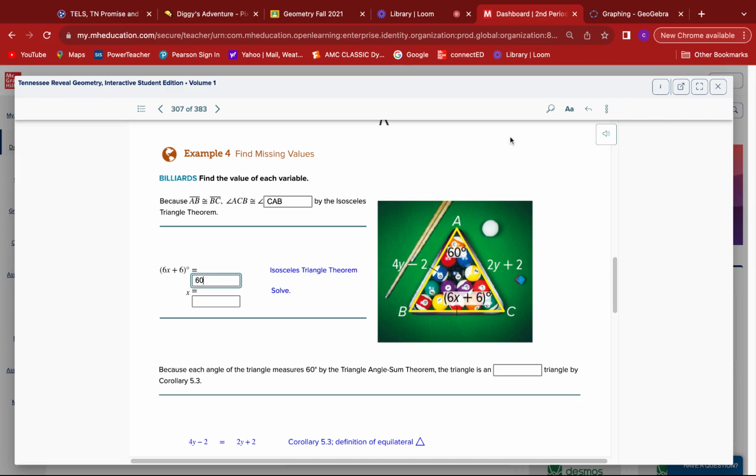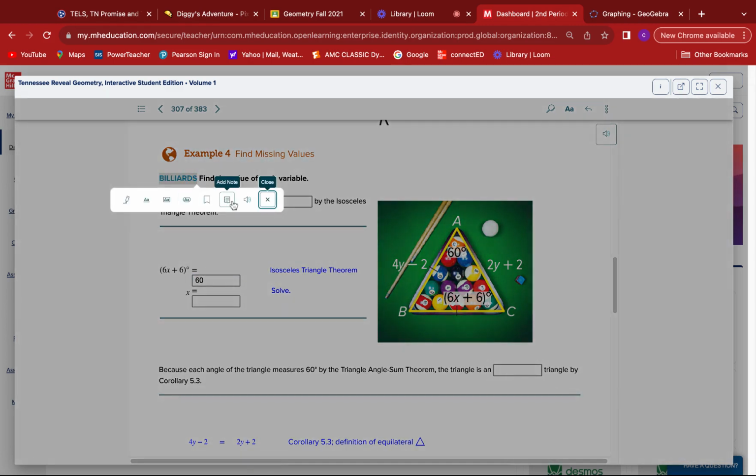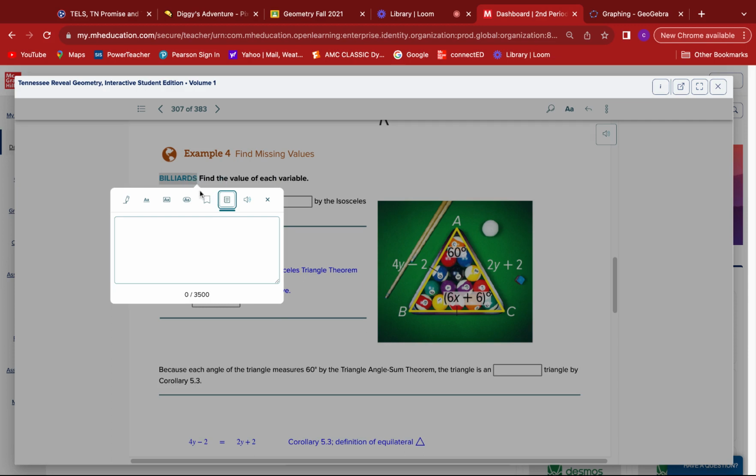Well, for my visual people, I'm just checking to see if my teacher notes are on. And I'll put in a note.